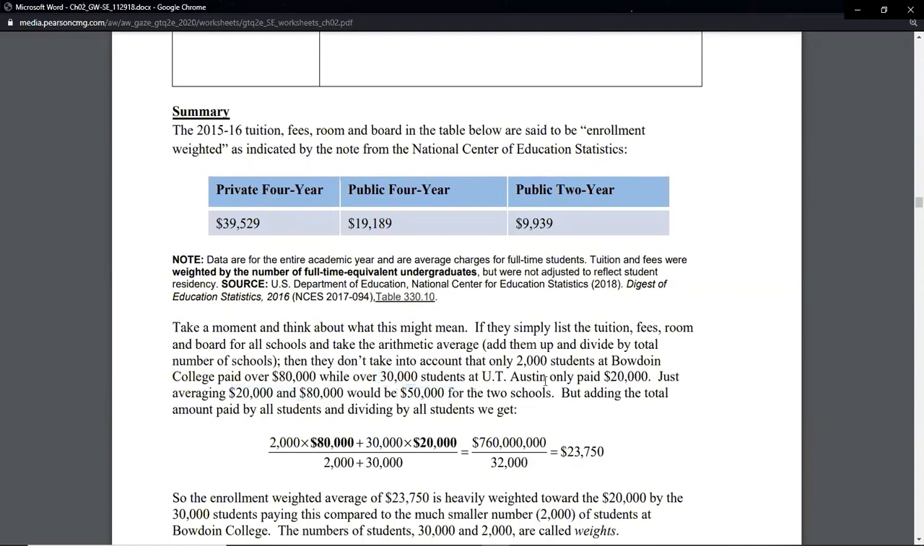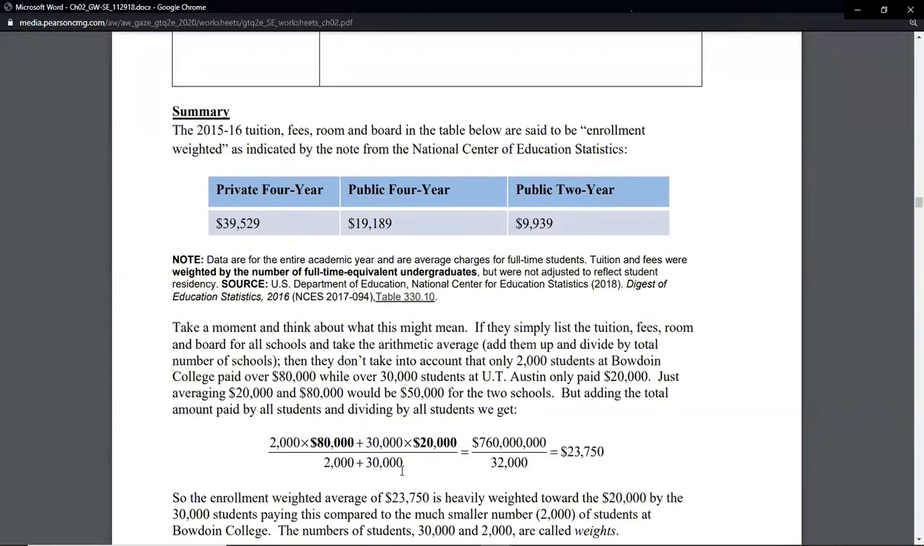But that's not representing the fact that there were way more students paying 20 grand than there were paying 80 grand. So it's a lot better to take that into consideration and weigh it. So that's what this does. They say, all right, the 2,000 students, that would be the weight from the smaller school, and they were paying 80,000. So 2,000 times 80,000 is kind of like our grade percentage times the grade we earned, then plus. And then the next weight is there's 30,000 students there times the cost they paid of 20 grand. And then the denominator is supposed to be the sum of the weights, not 80,000 plus 20,000.